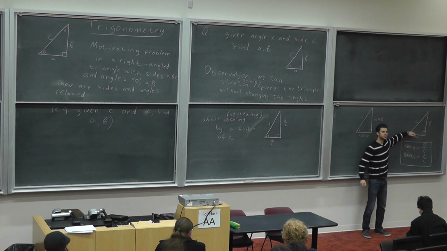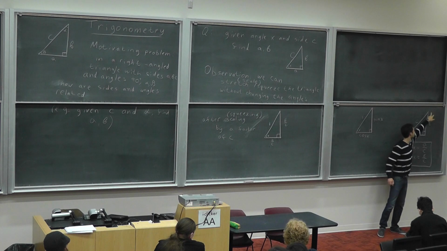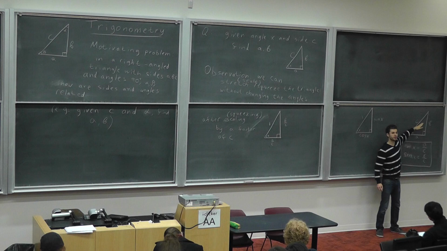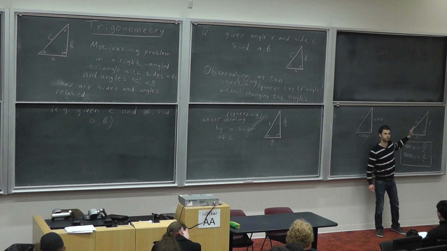Okay, so sine of this angle is the ratio of the length of the side opposite to this angle and the hypotenuse. Similarly, the cosine is the ratio of the adjacent side to the hypotenuse.